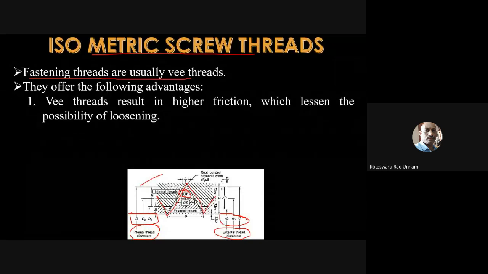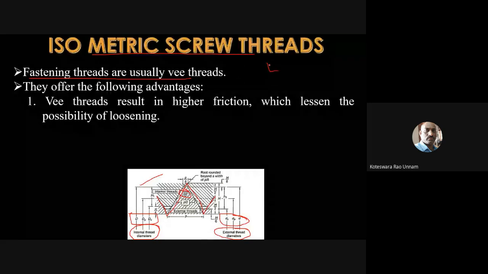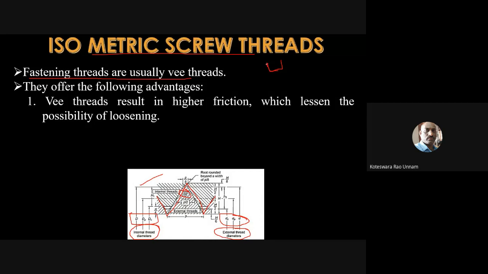You have other profiles also, like acme threads and square threads. Depending upon the application, the type of thread profile will vary. Here we are discussing fastening, that means we are discussing creating bolted joints. In the case of bolted joints, the preferred threads are V threads.